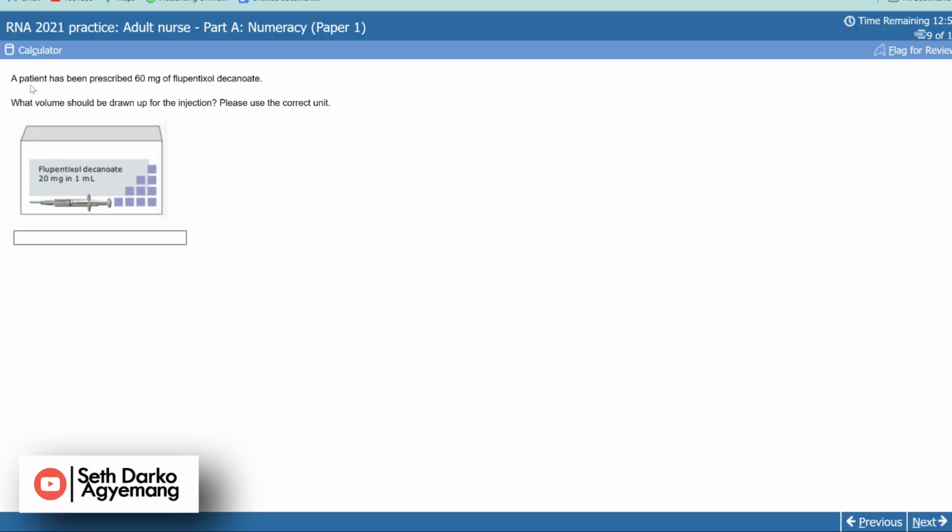And then a patient that's been prescribed 60 mg of aripiprazole decanoate. What volume should be drawn out for the injection? Please use the correct unit. It says this medication comes in 20 mg in 1 mL, and we have to give 60 mg. So how much should be drawn? Let's see.